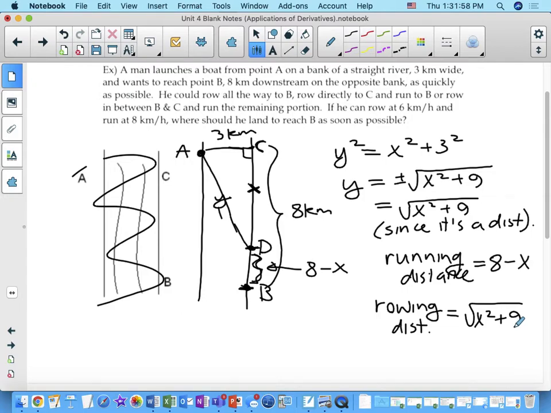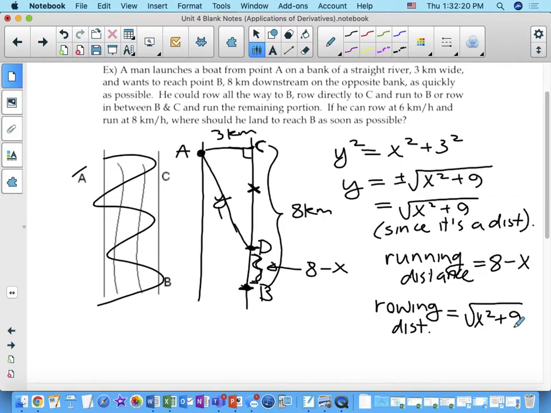We don't want to minimize distance, though. If we wanted to minimize distance, he would just take the hypotenuse. That's not what we're interested in. We're interested in time. And we also have this other thing in there, which is the speed. So let's think about the relationship between speed, distance, and time.